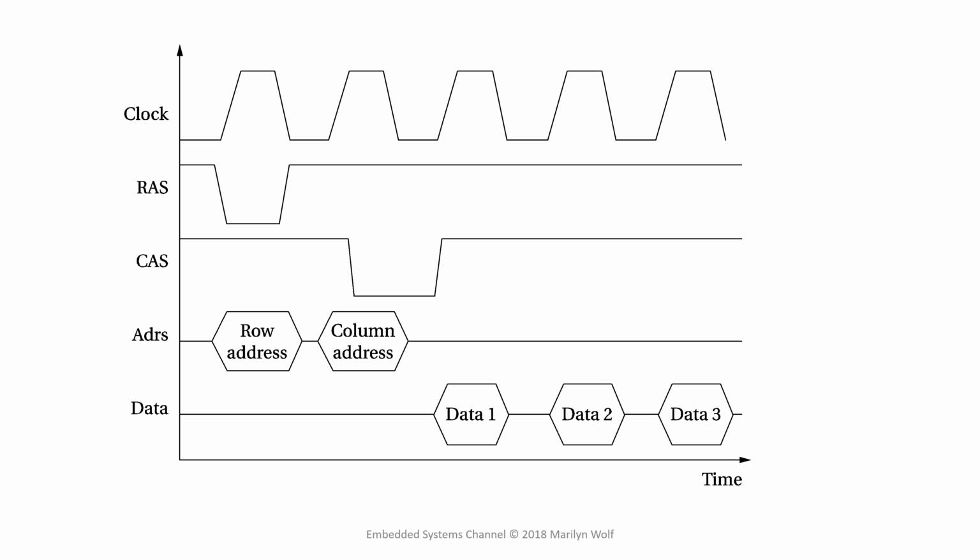Early memories had no clock, so the RAS and CAS signals were used directly for timing. Modern high-performance DRAMs have a clock, but we still maintain this RAS-CAS terminology to describe the different parts of the address operation.